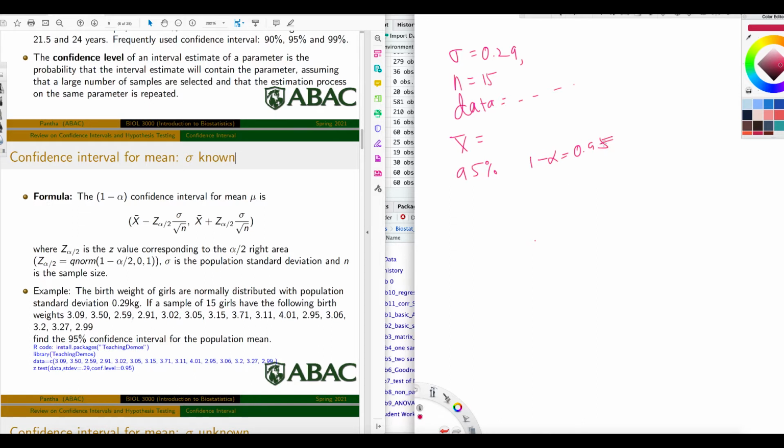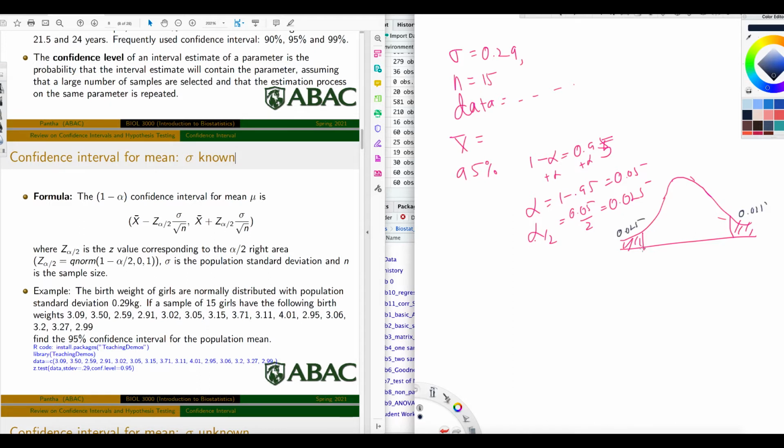So what is alpha? Add alpha, and then subtract 0.95. You will get alpha equals 1 minus 0.95, that will be 0.05. Since the formula needs alpha half, alpha half will be 0.05 over 2, that will be 0.025. Okay, what is happening there is in the normal distribution, you are trying to find the critical values for the left area 0.025 and then the right area 0.025. So this is 0.025 and this is also 0.025.